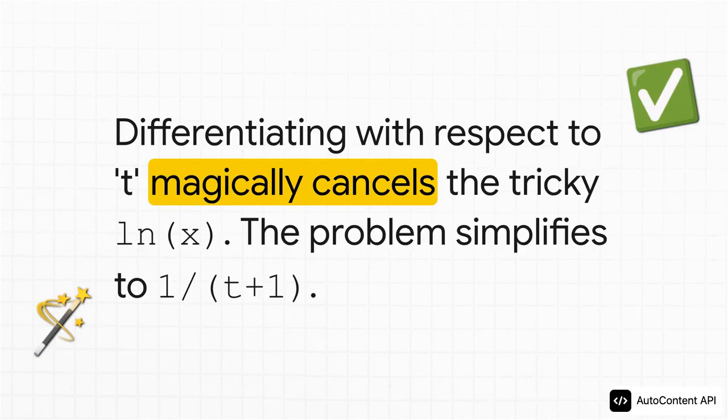And this is the payoff. We differentiate the whole thing, not with respect to x, but with respect to our new friend, t. And when we do that, something incredible happens. That pesky logarithm in the denominator, it gets canceled out completely. It just vanishes. And we're left with an integral that's so much simpler. It just becomes 1 over t plus 1.